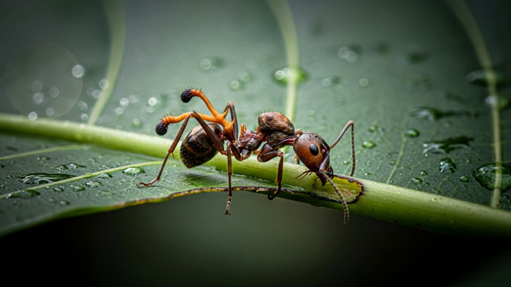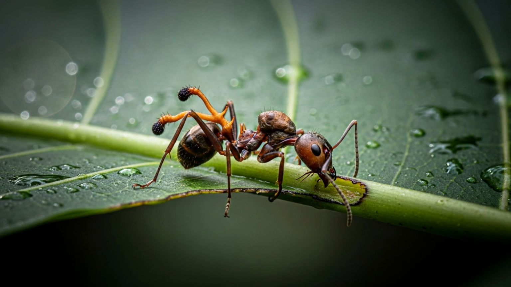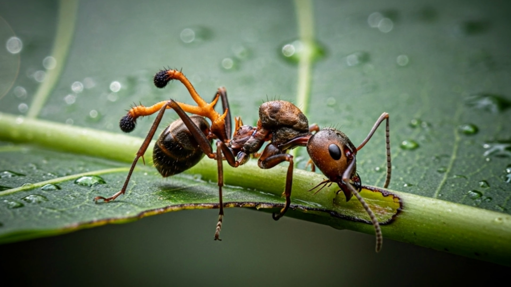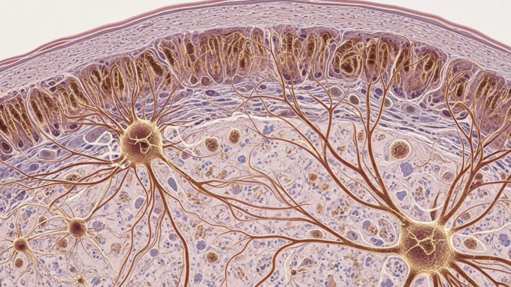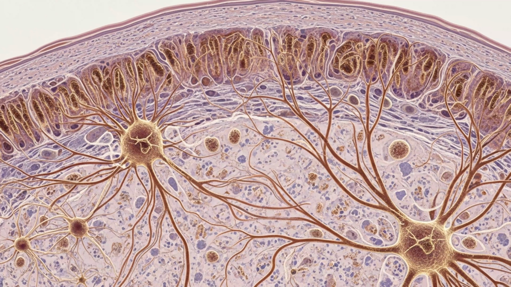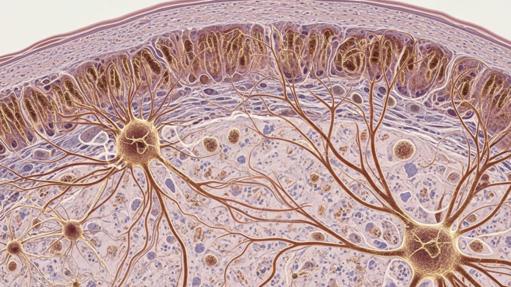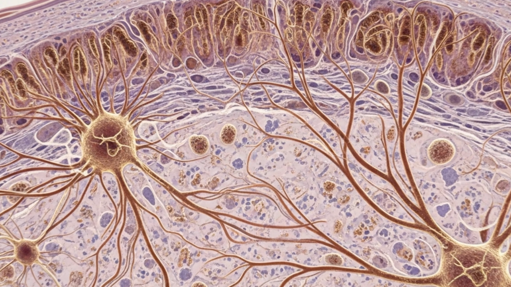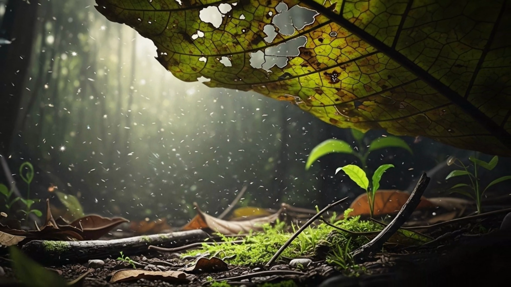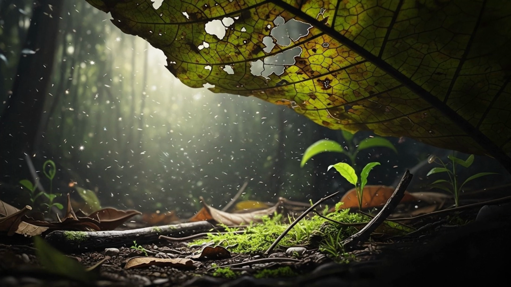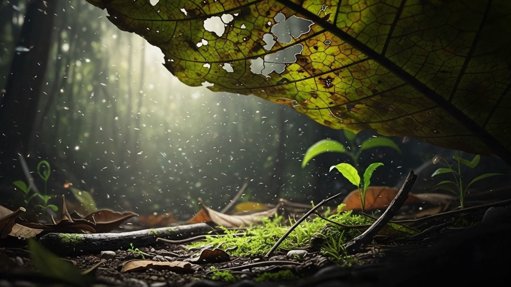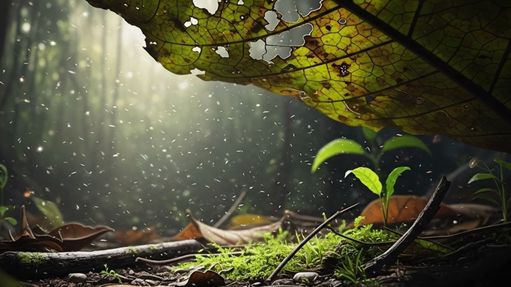Then, as if on cue, it locks its jaws onto the underside of a leaf vein and stays there. This moment is called the death grip. Inside, the fungus releases chemicals that paralyze the ant, shutting down its nervous system. Soon after, the ant dies, still locked in place. The fungus now has a stable, elevated platform to grow and spread its spores into the jungle below.